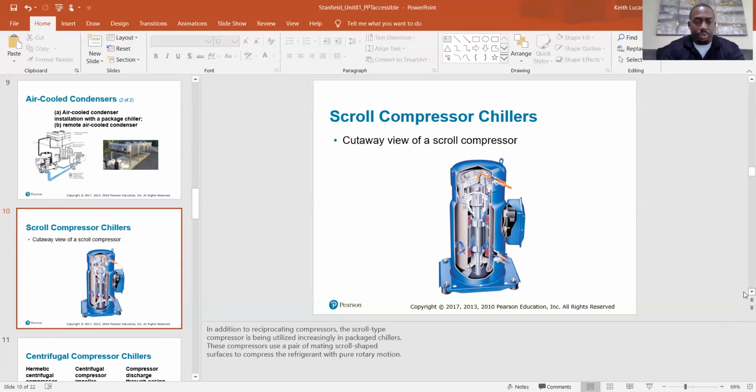Scroll compressor chillers. In addition to reciprocating compressors, the scroll type compressor is being utilized increasingly in packaged chillers. These compressors use a pair of mating scroll-shaped surfaces to compress the refrigerant with pure rotary motion. So that's how the scroll compressors compress refrigerant. They use those two scrolls in that rotary motion.